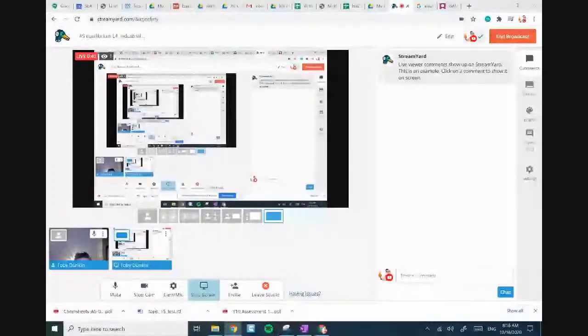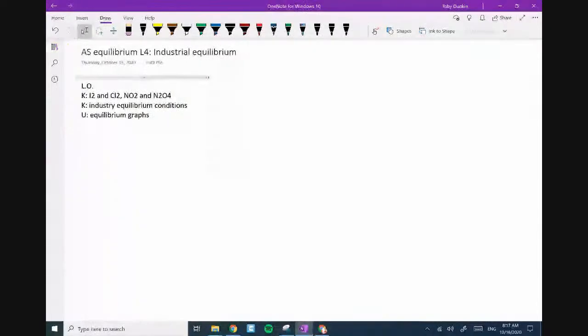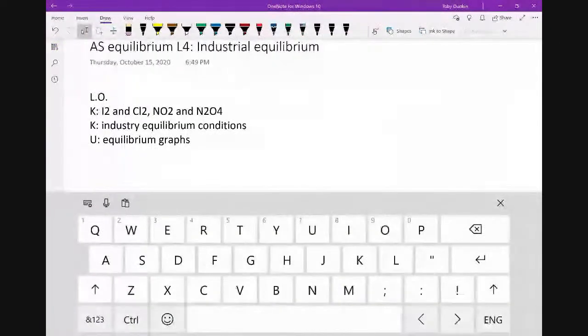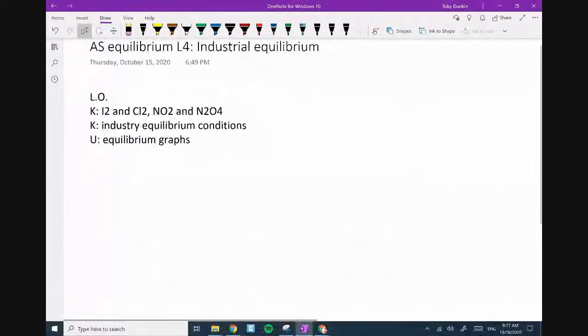Okay, guys, so last lesson of equilibrium today for AS. So we're looking at industrial equilibriums today, and particular equilibriums of focus for EdExcel.